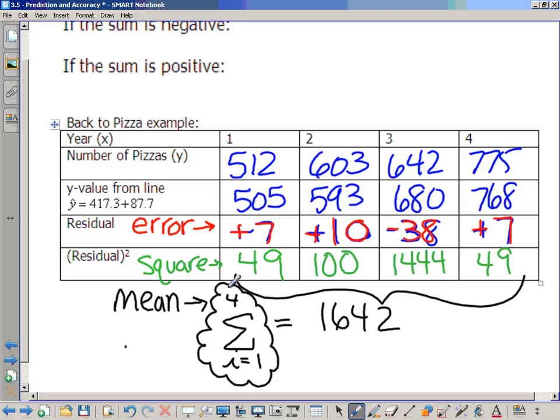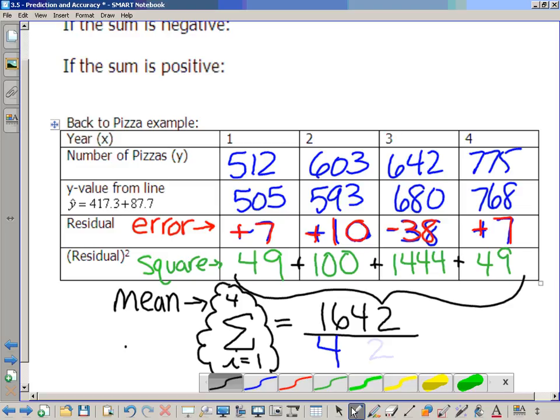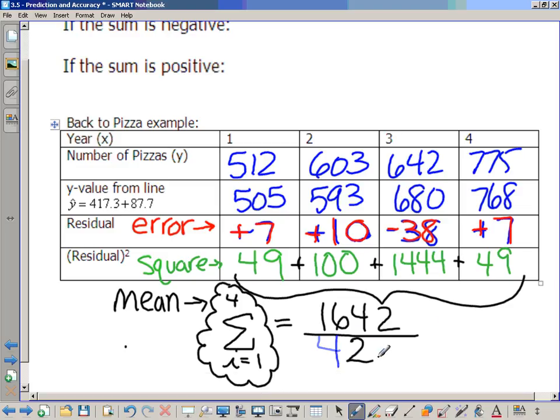So we added the 4 green numbers up, but we didn't find their mean yet. We still need to divide by not just n, but n minus 2. We need to divide by 4 minus 2, which is 2. 1642 divided by 2. Half of 16 is 8. Half of 4 is 2. Half of 2 is 1. 821.